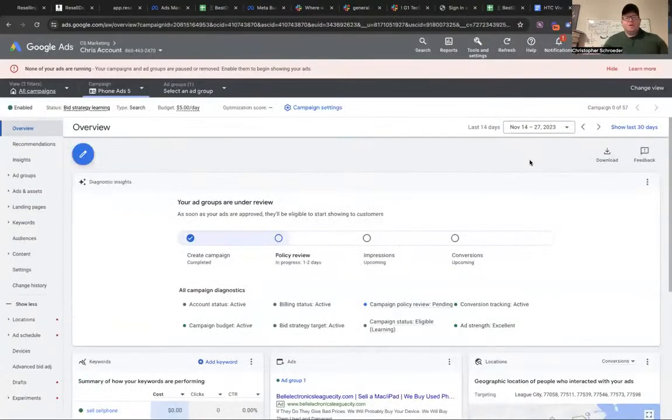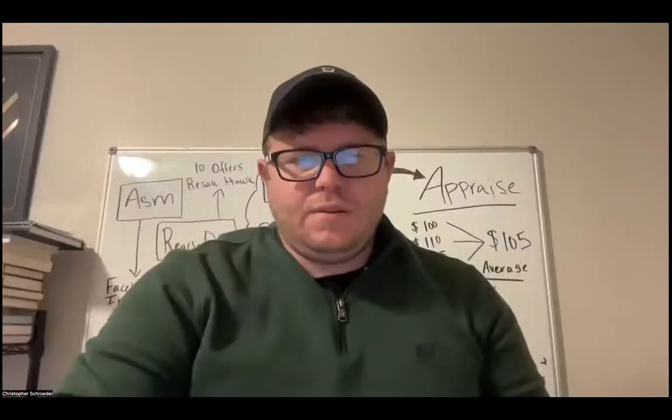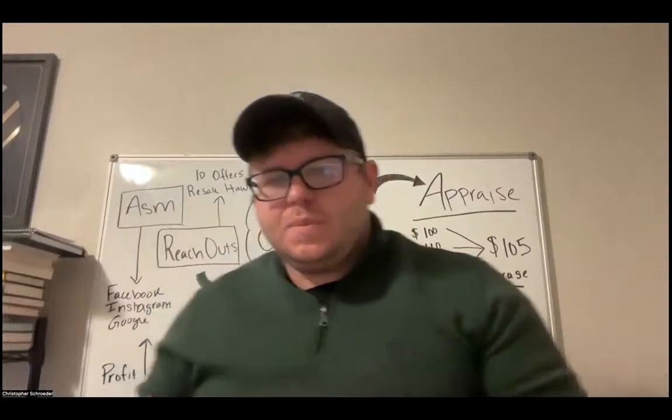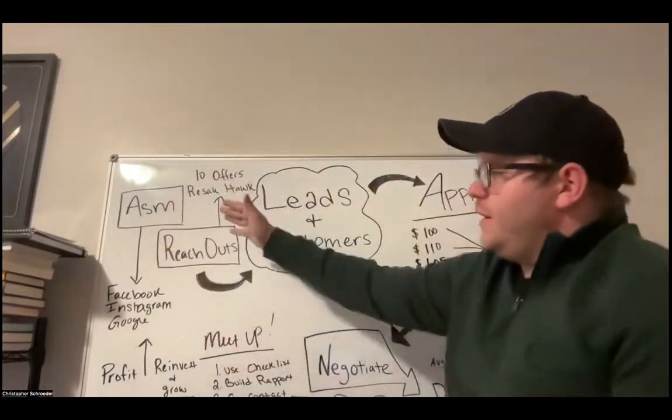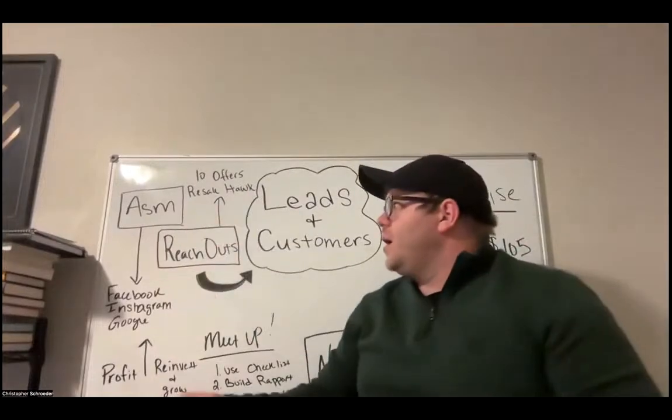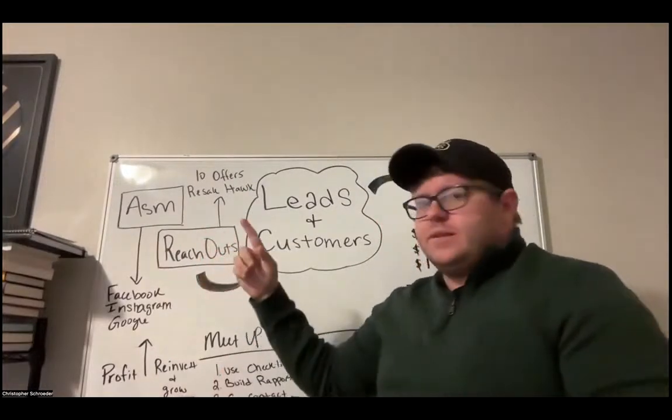Okay, so I just went over the automated sourcing method. All right, so we got Facebook ads. Facebook and Instagram are the same thing, and then Google ads as well. Okay, so these are that. All right, so now the next part here is once we have this happening right here, we got the Facebook, Instagram, Google. All right, now we got to go to reach outs.